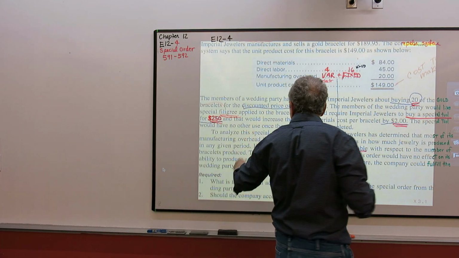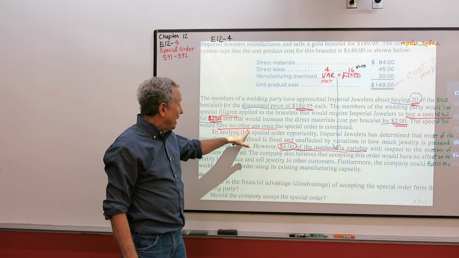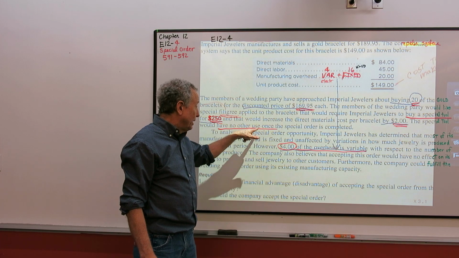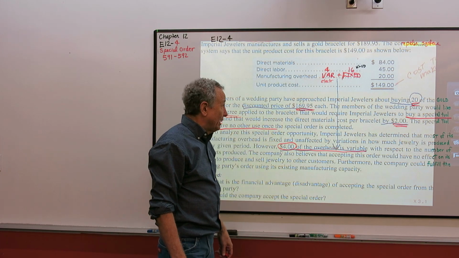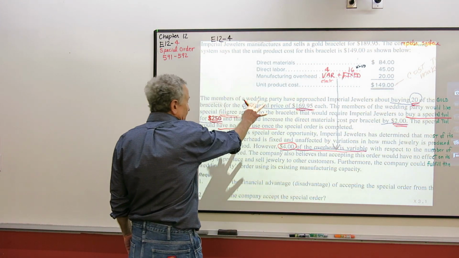The special tool, though, it would have no other use. No other use. Well, I'll tell you something, I don't mind buying another tool. I can find something to do, and maybe it would. But anyway, it says there's no other use. So the bottom line is you can't use it for anything else. The money is gone. But it's definitely going to be related to this order.